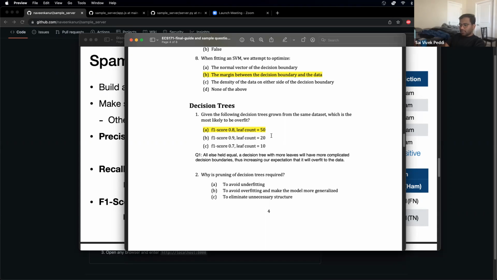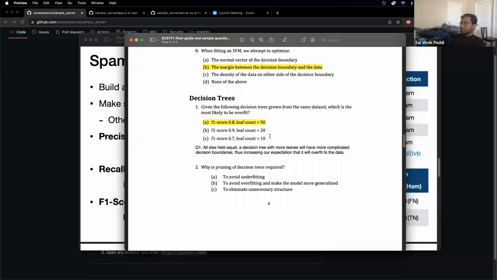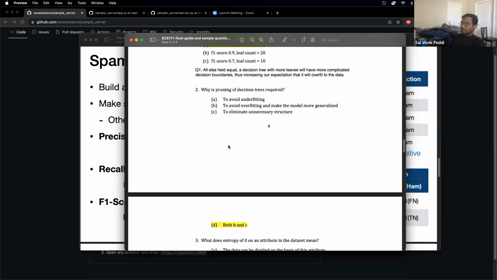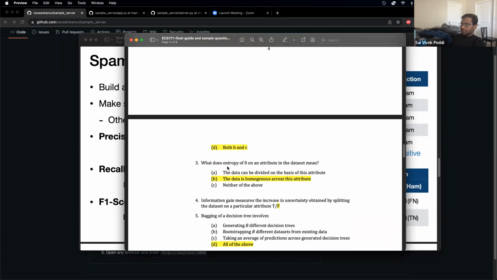For every small condition, you have one leaf. So you should not do that. That's basically overfitting. To solve this problem, we use pruning in decision trees. The next question: why is pruning in the decision tree required? To avoid overfitting, make the model more generalized, and eliminate unnecessary structures. That's why we do it.